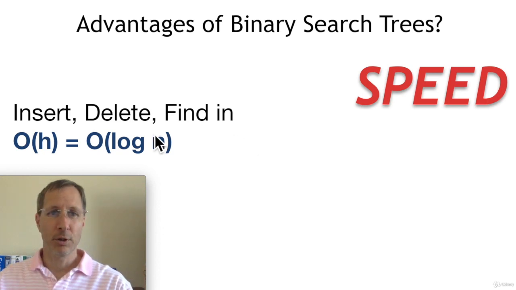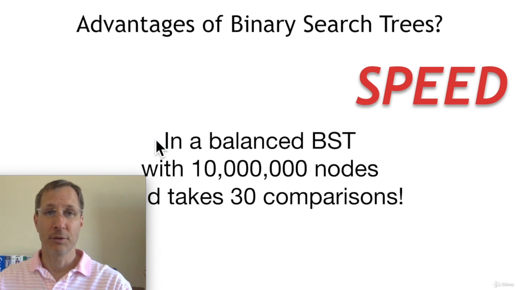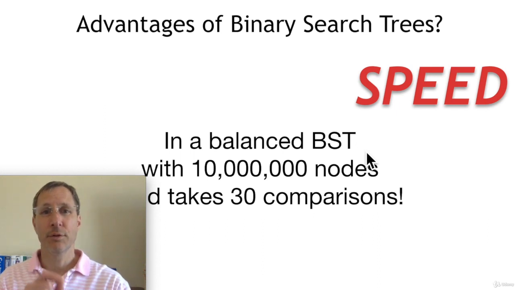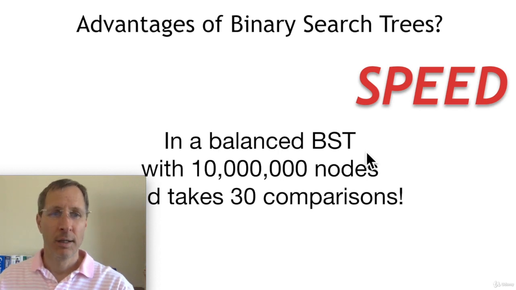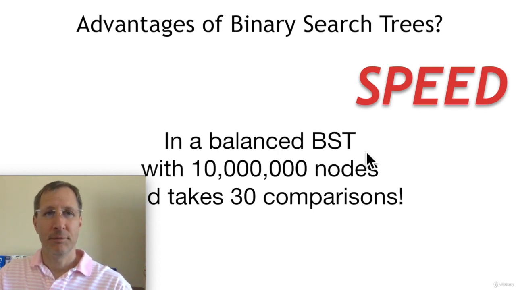In other words, if you don't know what big O means, this is an order of operations, an approximation of how many operations it takes to achieve something. So you can do all of these different operations in about the log n of the amount of data you have, which is very fast. So in a balanced binary search tree with 10 million nodes, you can do all of the insert, delete, and find functions in as little as 30 comparisons. That's incredible. So trees are extremely fast. Now let's take a look at how to implement trees.